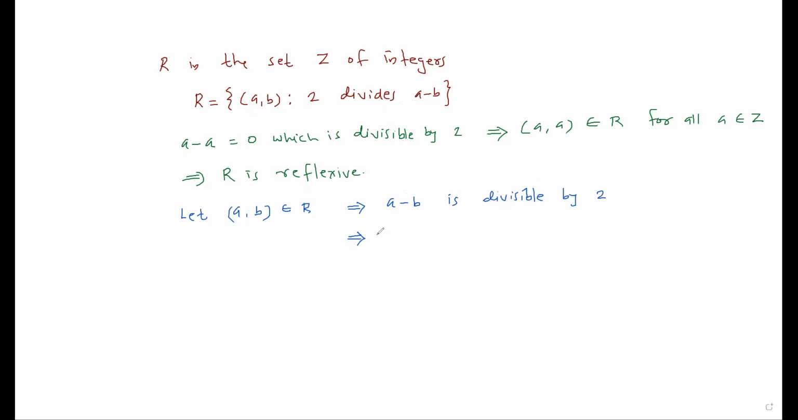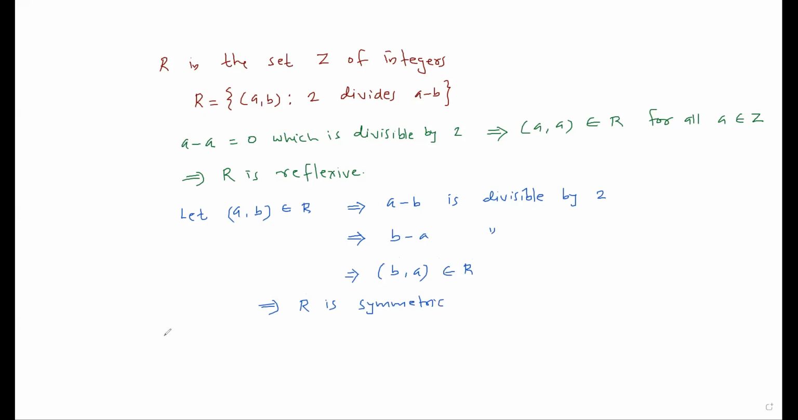Now, since a minus b is divisible by 2, that means b minus a is also divisible by 2. If a minus b is divisible by 2, suppose it is 10, then b minus a will be minus 10; only the sign changes. So b minus a is divisible by 2, which means b is related to a, or (b, a) belongs to the relation. Symmetric. That implies R is symmetric. Now we have to check transitivity.